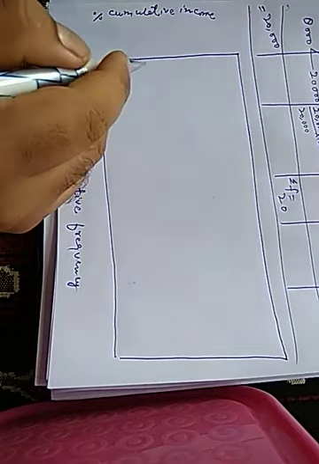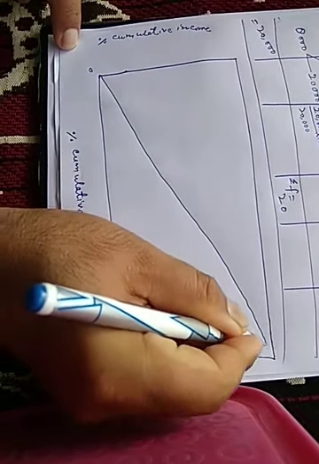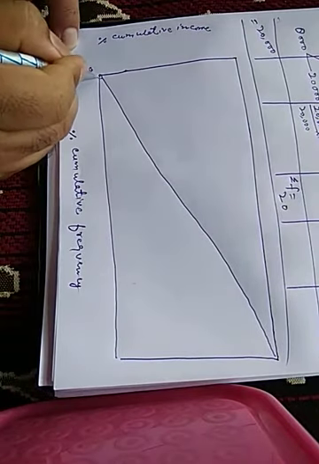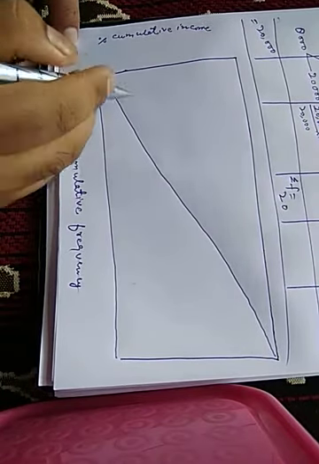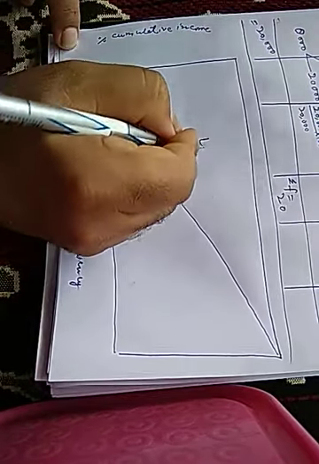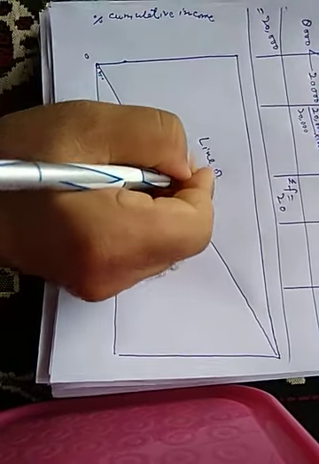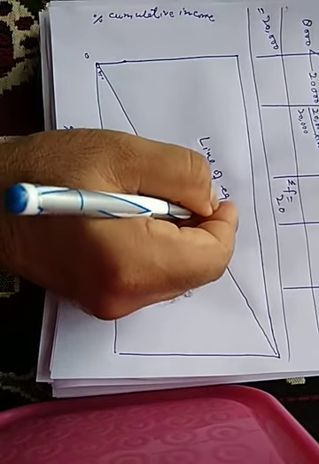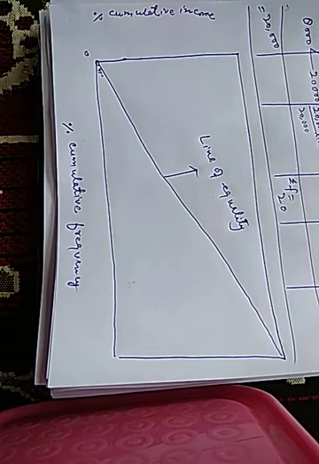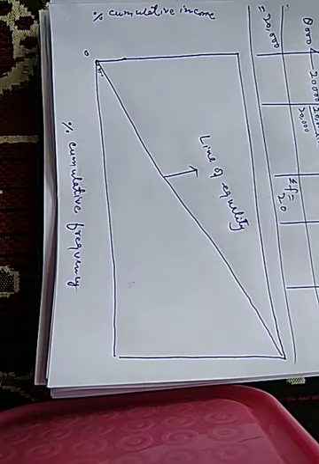Now draw a diagonal that passes through the origin. This is drawn at 45 degree and this is known as line of equality or line of equal distribution, showing no dispersion in the distribution of income among these persons, among these workers.